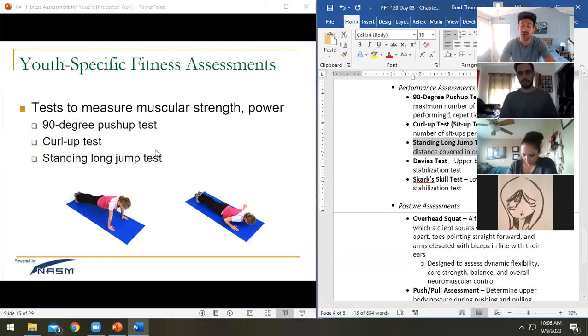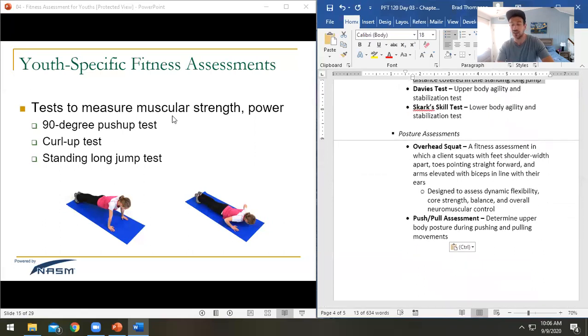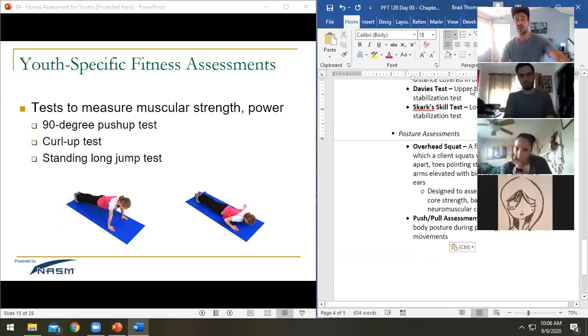And again, none of these things have standard tables. I mean, it's not that they don't exist. It's just them versus future them. We're just looking for improvement over time. And those are really fun. Now, just 2 that are not in the youth book, but they are in your regular book, so I want you to know these, are the Davies test, which is an upper body agility assessment.